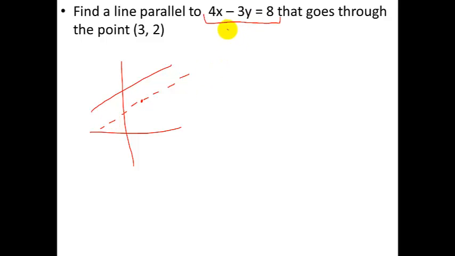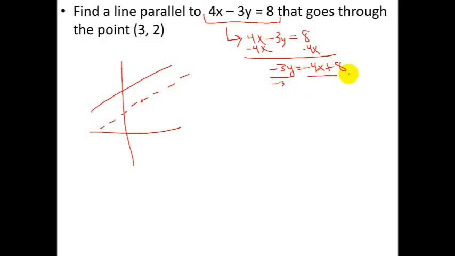We need to find the slope first. So we need to solve this equation for y to get the slope. Here, let me just rewrite it real quick. 4x minus 3y equals 8. So we're solving for y. Subtract 4x from both sides: negative 3y equals negative 4x plus 8. Now divide by negative 3, divide by negative 3. Y equals positive 4/3 x minus 8/3. Okay, negative divided by negative is positive. So my slope is 4/3.